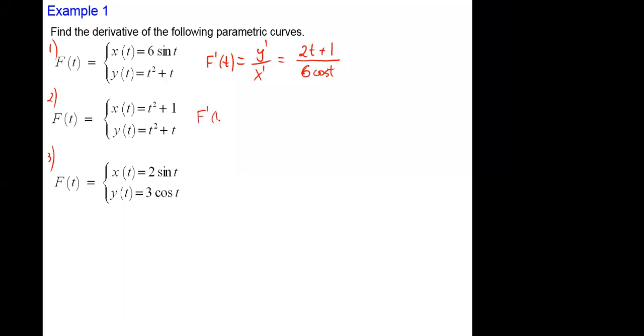Done. So nice and easy. Now, derivative of y over derivative of x, y prime over x prime. Y prime is 2t plus 1, over 6 cosine of t. Maybe this one I can simplify. I can divide 2t over 2t, and I can divide 1 over 2t. I don't know, maybe it's easier this way. And then the last one.